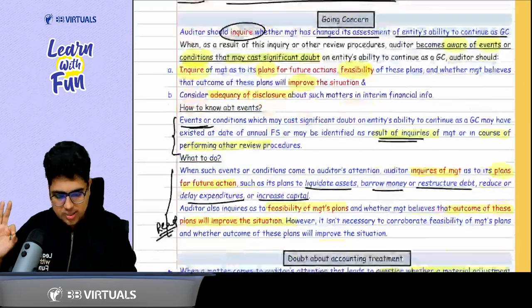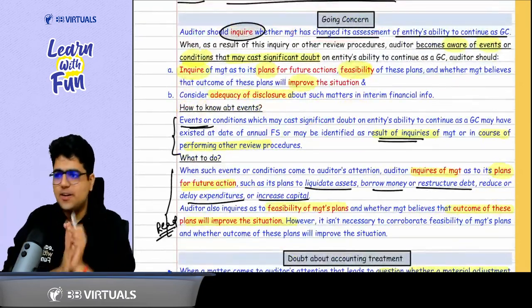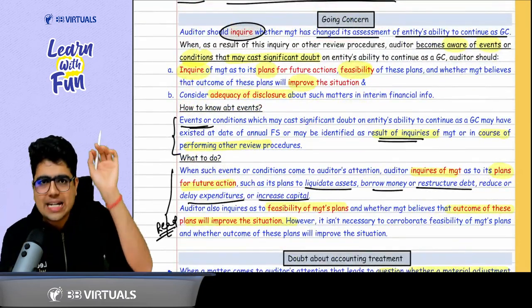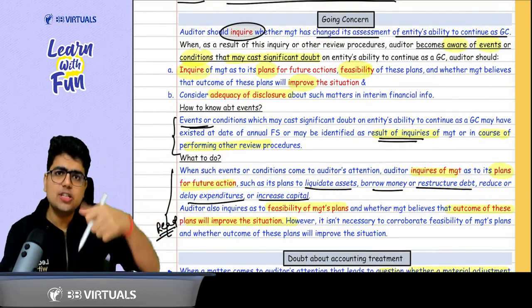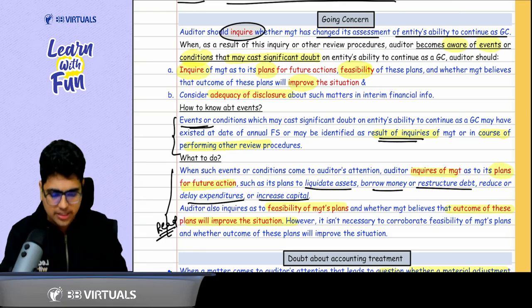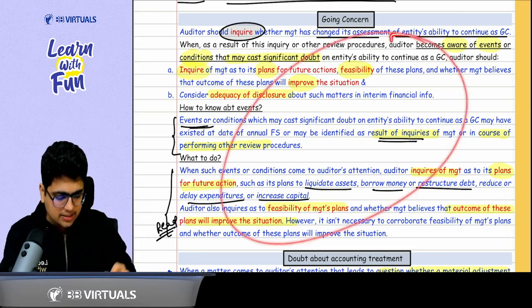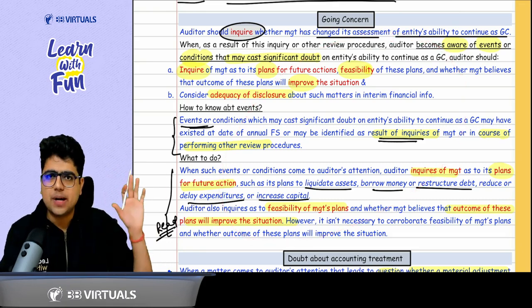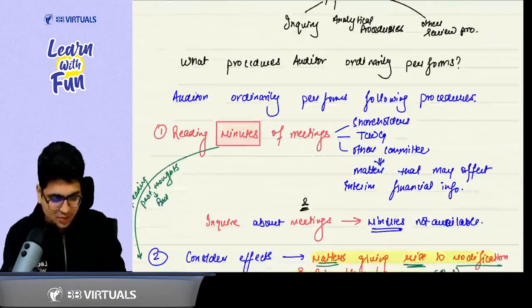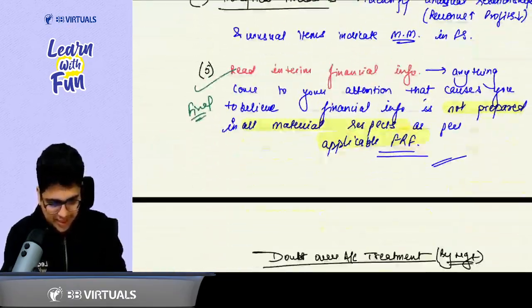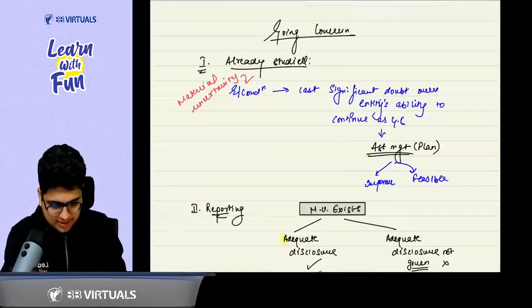Got it, sir. Sir, what about going concern? We made a summary of going concern. Was that the perfect summary? Yes, that was the perfect summary. That summary covers this part. Also, it covers the reporting part. Let's revise from that only. Let's revise from the going concern summary. Sir, what was the going concern summary?